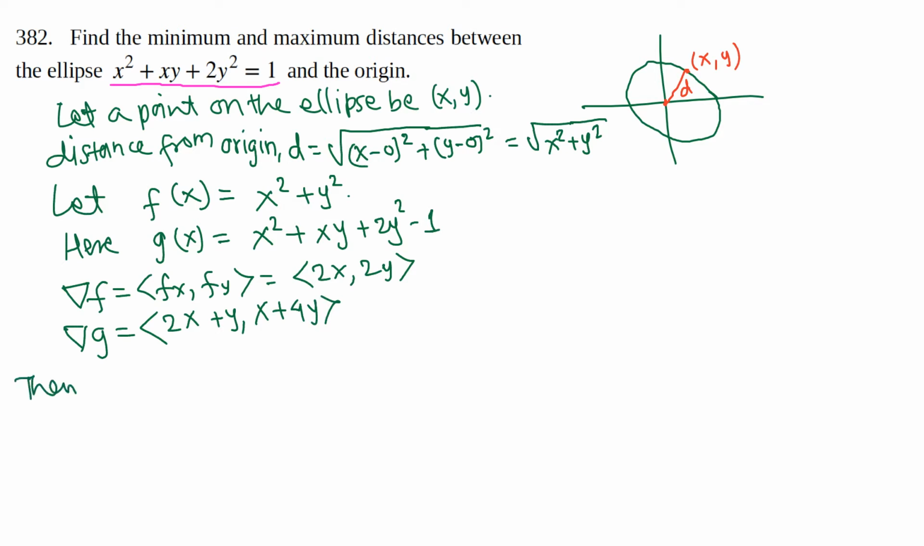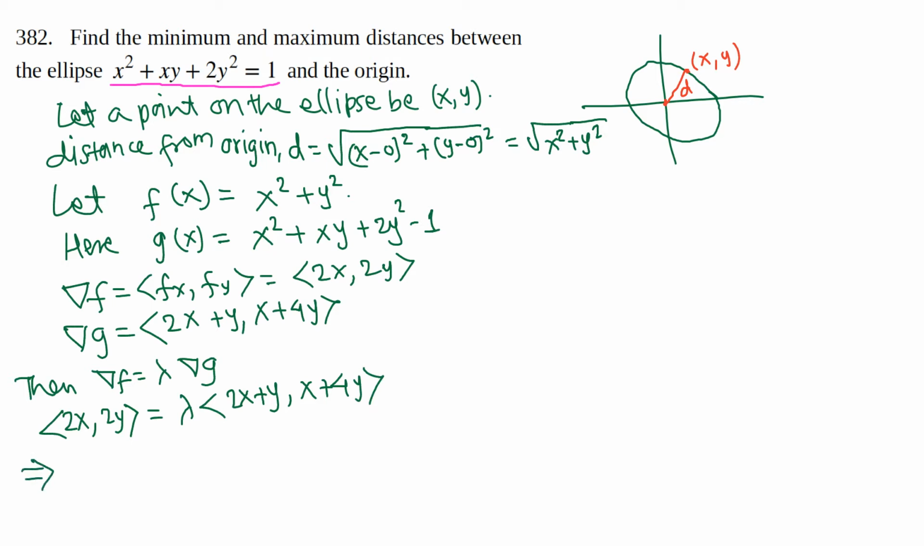And then we set them equal. Gradient f equals lambda gradient g, that means (2x, 2y) equals lambda times (2x plus y, x plus 4y). Distribute lambda inside, that gives us two equations now. 2x equals lambda times (2x plus y), and 2y equals lambda times (x plus 4y). We have two equations, and the constraint itself, x square plus xy plus 2y square equals 1.